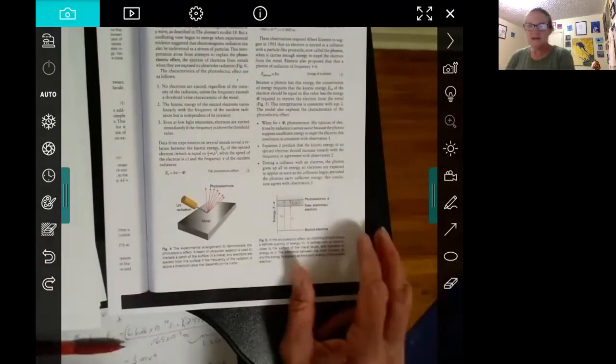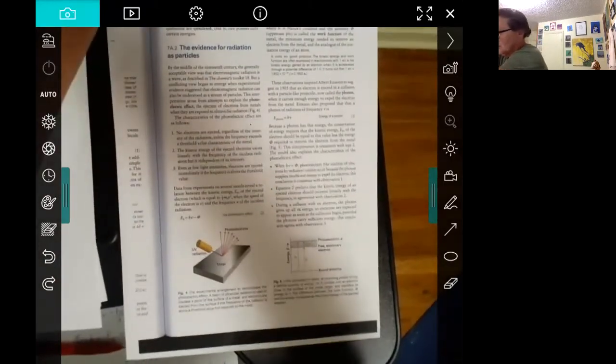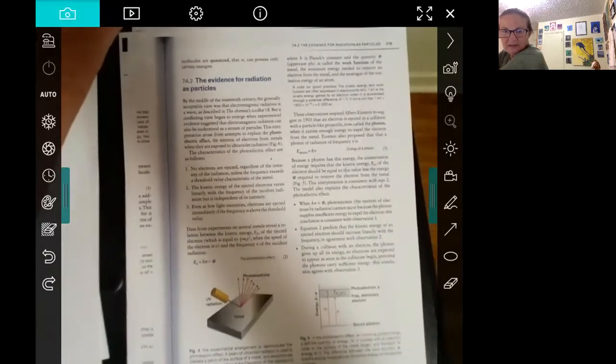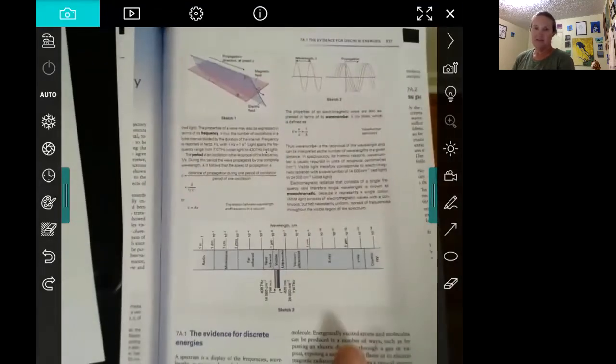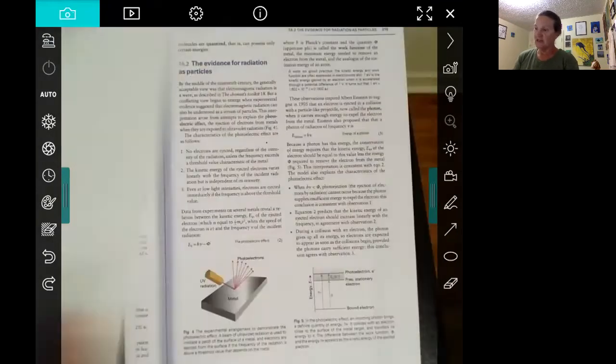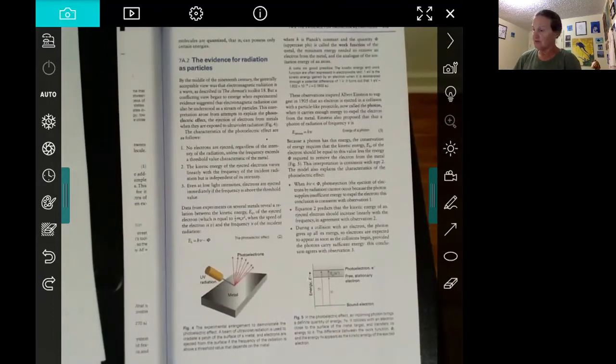So the next experiment that helped lead to the development of quantum mechanics is the photoelectric effect, the evidence for radiation as being a particle. At different times in history, light was understood in different ways, but about 1900, light was understood to be just a wave, having the wave properties of electromagnetic radiation. But there were experiments done on the photoelectric effect.